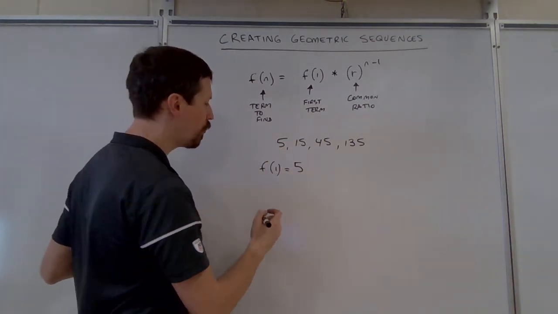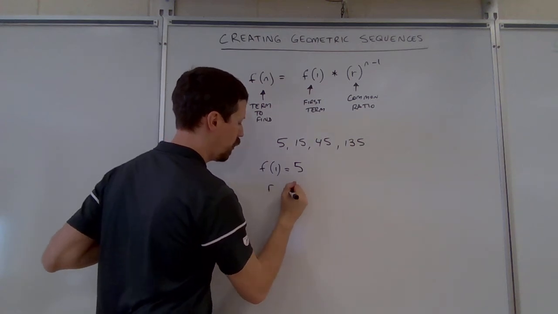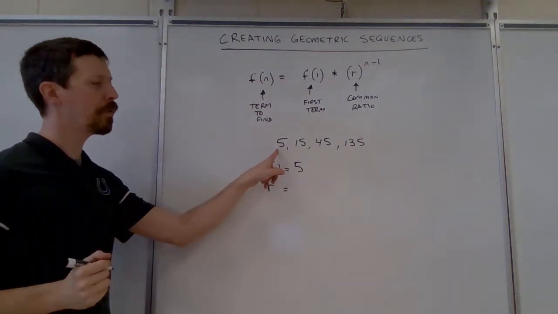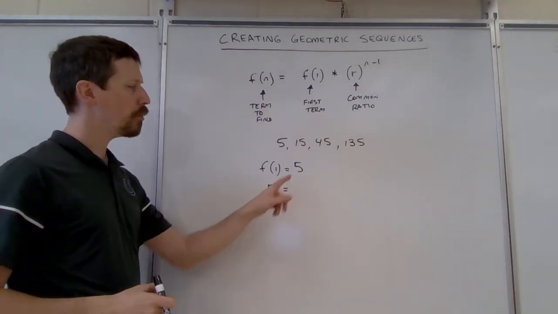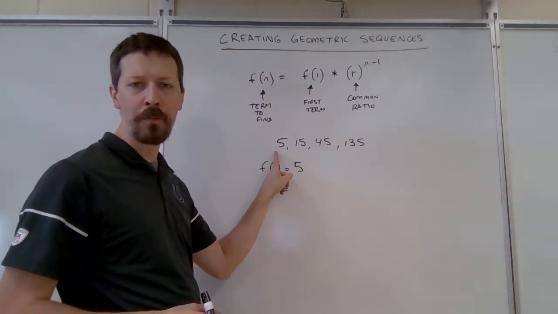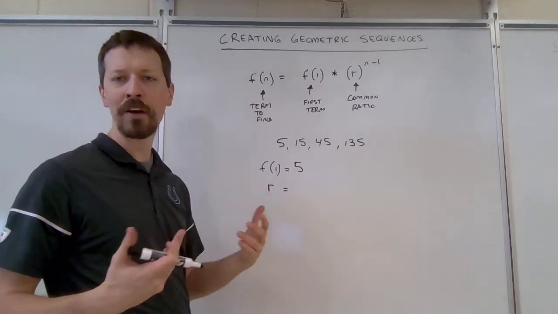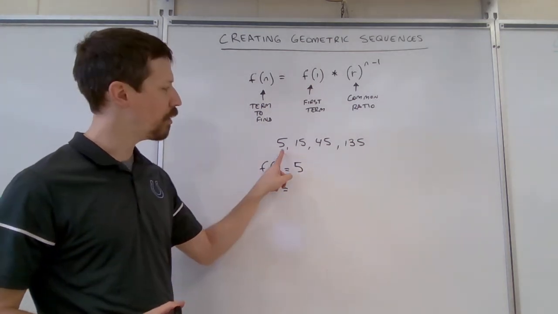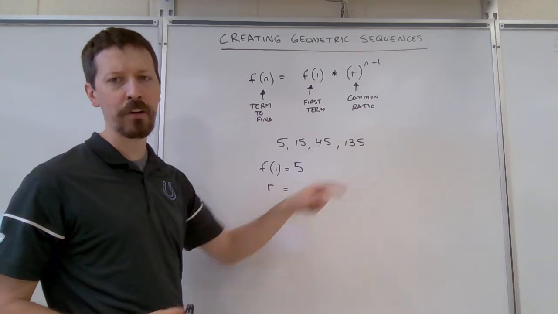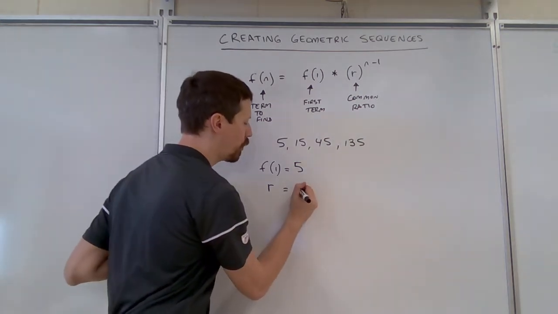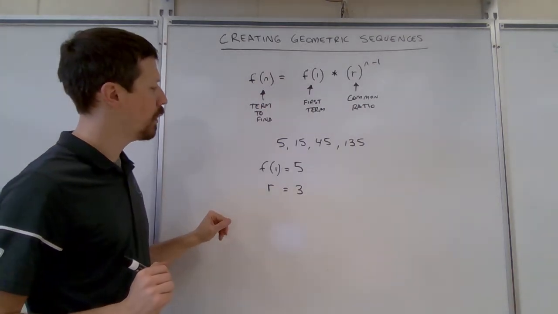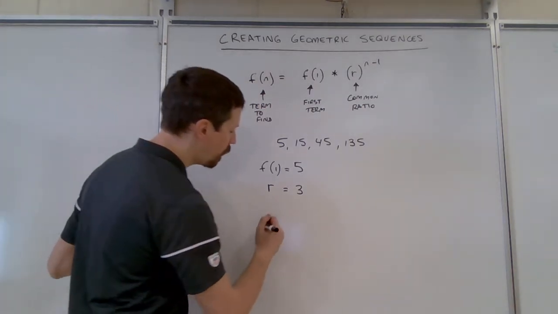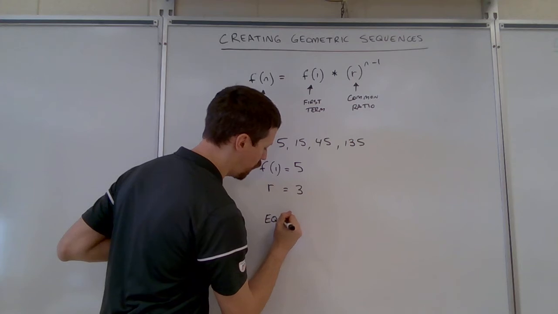All right, and it says, what is our r? All right, so let's go and calculate this. What am I having to do to each term to get the next one? Well, you could take a later term and divide it by a previous term. So 15 divided by 5, that would give me 3. And so my ratio in this case is I'm multiplying by 3 each time. All right, so r is going to be 3. Okay, and then last it says, what is my equation?